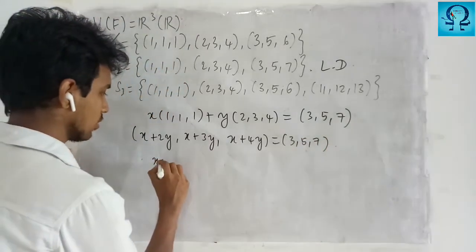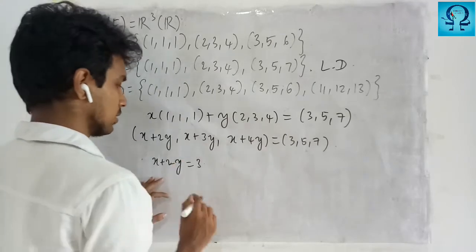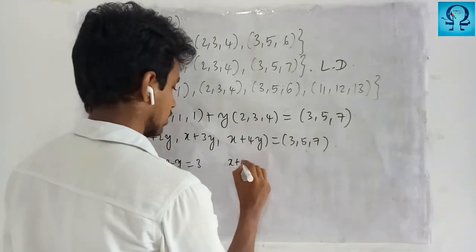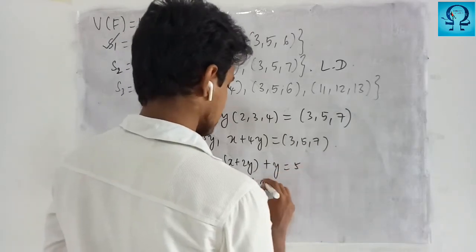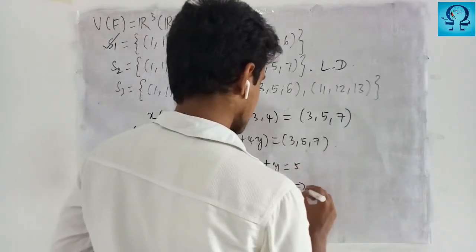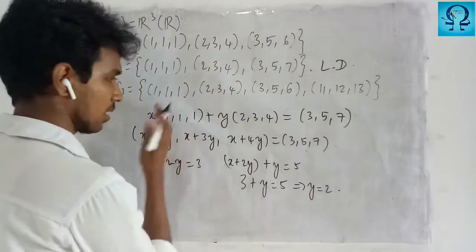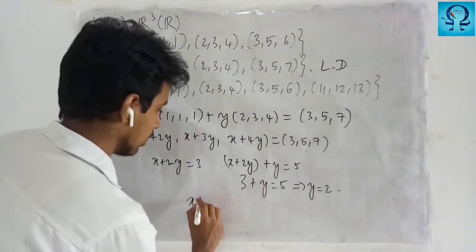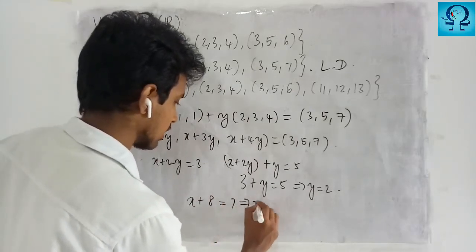So this gives you x plus 2y is 3. If you substitute x plus 2y is 3 in this, x plus 2y plus y is 5. This is 3 plus y is 5, which means y is 2. If you substitute y is equal to 2 in this, you will get x plus 4 times y, which is 8, is 7, which means x is minus 1.